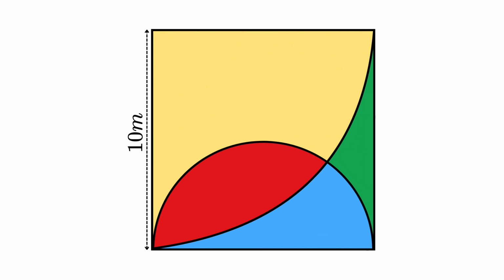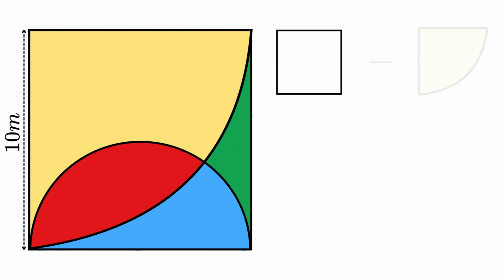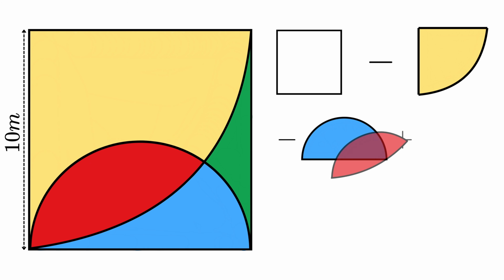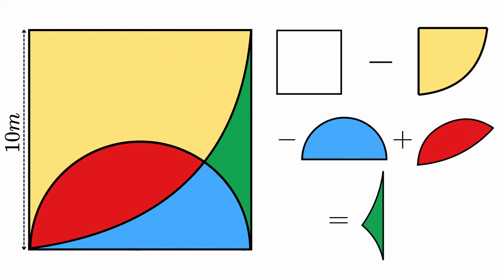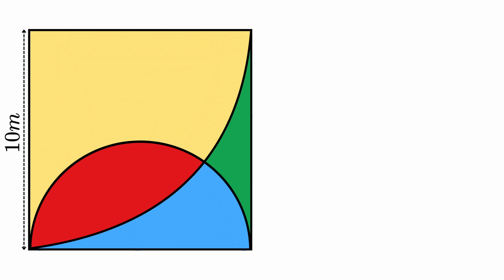Finding the area of the green segment seems straightforward. Calculate the square's area, subtract the areas of the two partial circles, and then add back in the overlap. However, initially finding the area of the red overlap is more challenging. If you'd like to try this problem on your own, pause the video now because we're about to begin.